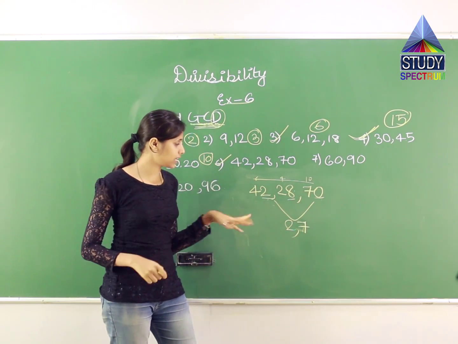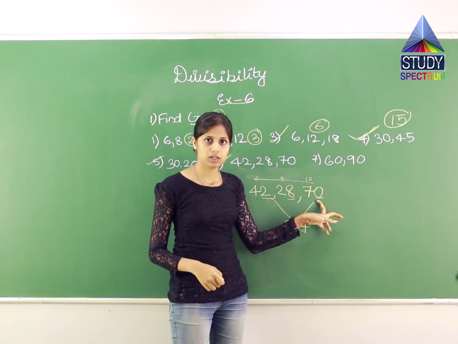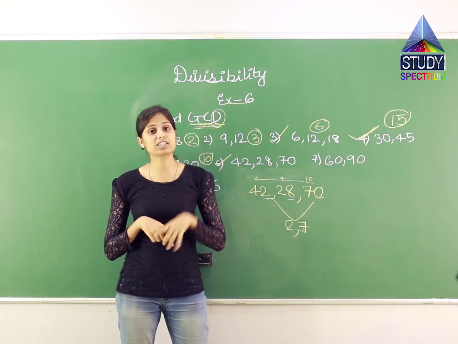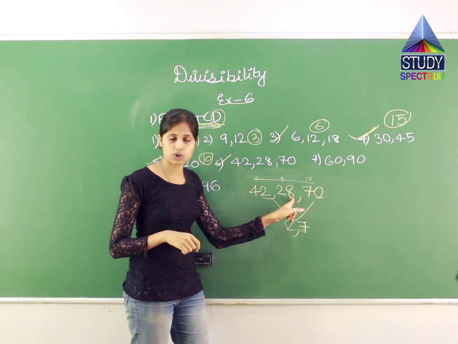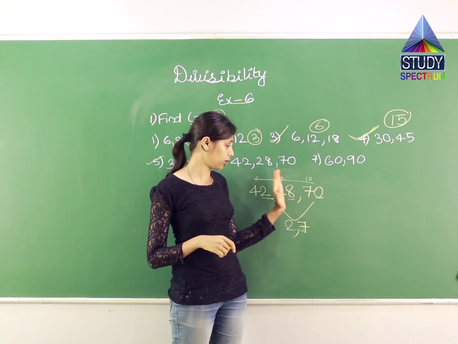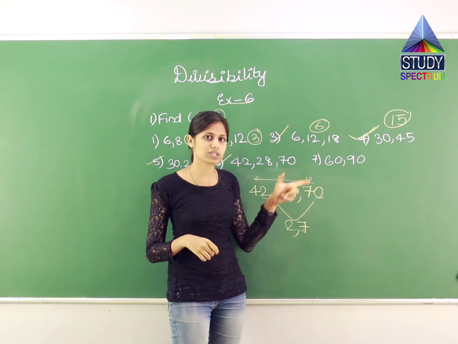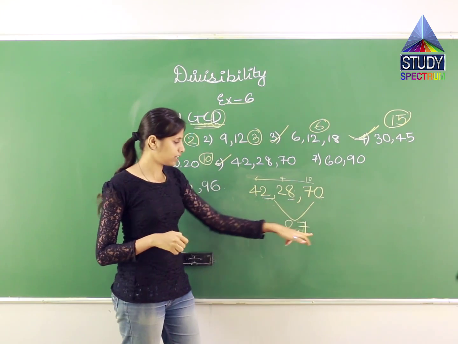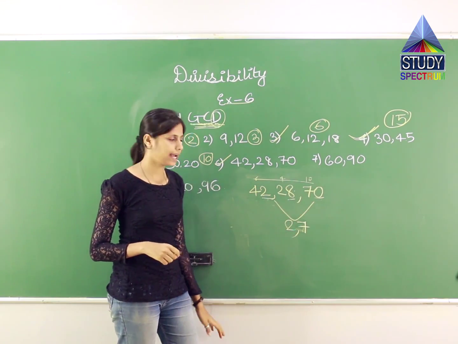अभी 10 के साथ देखती हूँ मैं. 10 not possible, 10 not possible, 10 possible. बिकॉज 10 का कंडीशन क्या है, आई नीड 0 एट द एंड. सो यहाँ पे 0 नहीं है, यहाँ पे 0 नहीं है, therefore 42 and 28 are not divisible by 10. But 70 has 0 at the end, so 70 is divisible by 10. So 10 common multiple नहीं आ सकता है because only one number is divisible by 10.